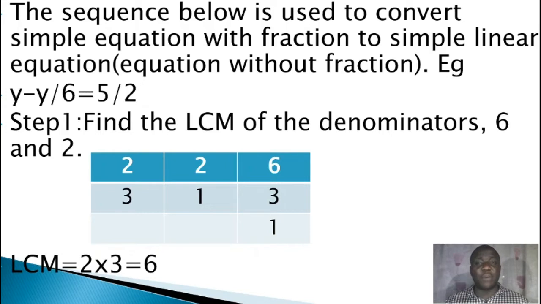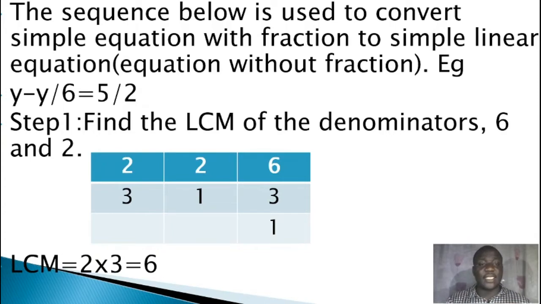From the example above, you see my equation is y minus y over 6 is equal to 5 over 2. So y over 6 means the denominator is 6, and 5 over 2, the denominator is 2. Looking for the LCM of the denominators 6 and 2, we have 6 as the LCM.